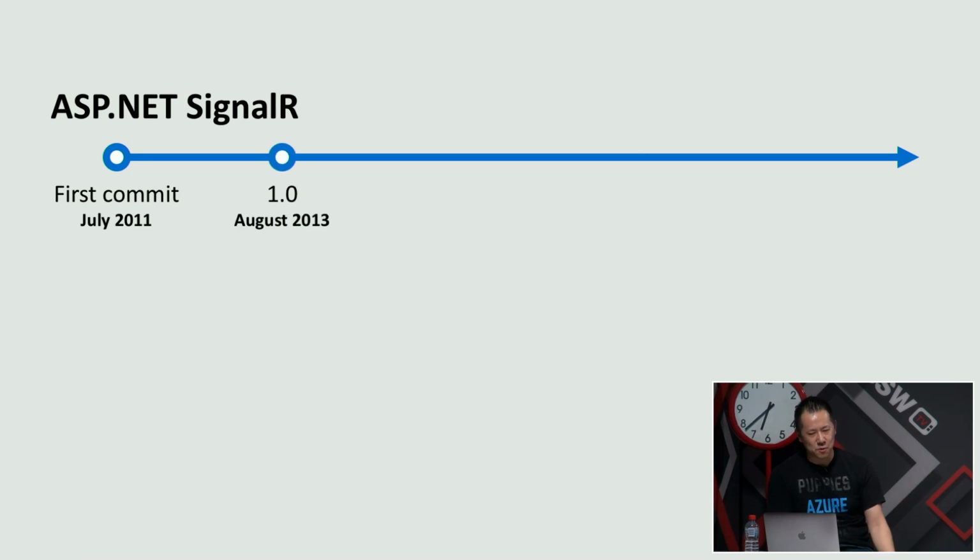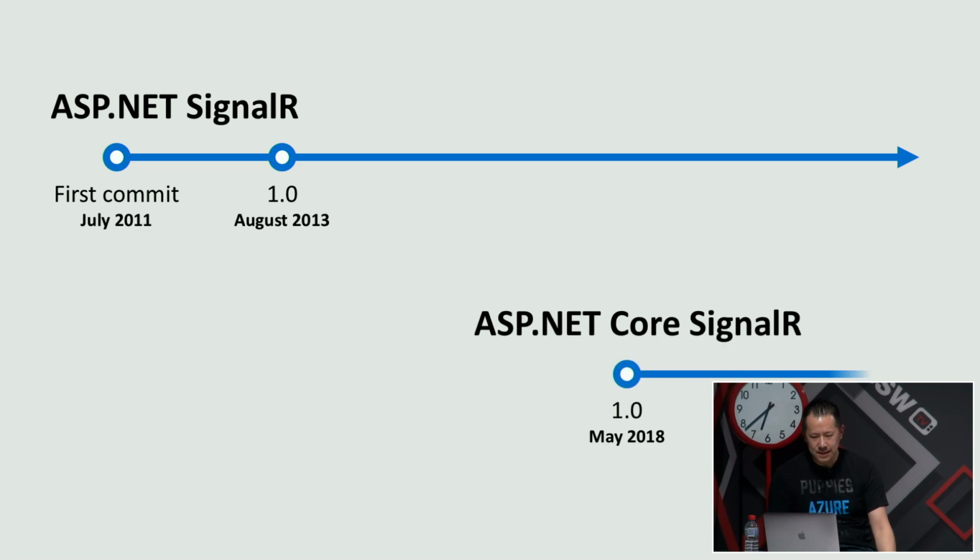And then it kind of went 1.0 in August of 2013. And then 5 years later, with ASP.NET Core, we now have SignalR for ASP.NET Core as well. They're actually two kind of different protocols, so you can't intermix the two, but they have the same name, so it's kind of confusing. So these are the actual names for them. It's ASP.NET SignalR and ASP.NET Core SignalR.